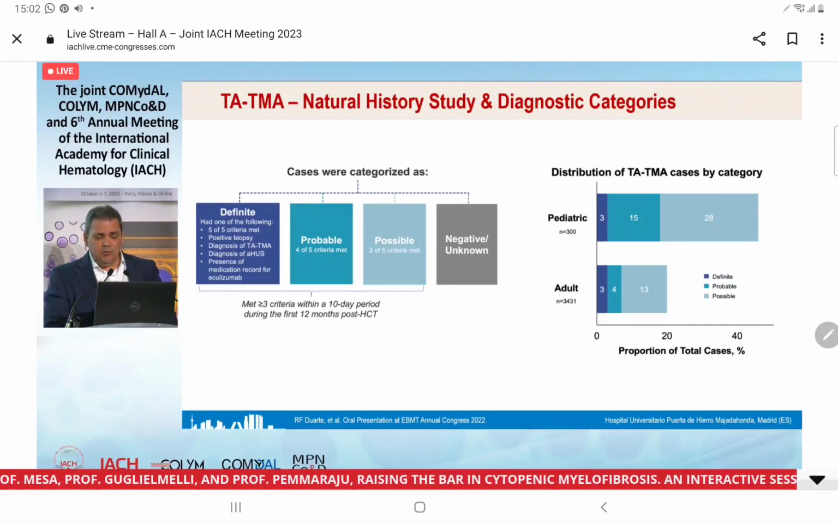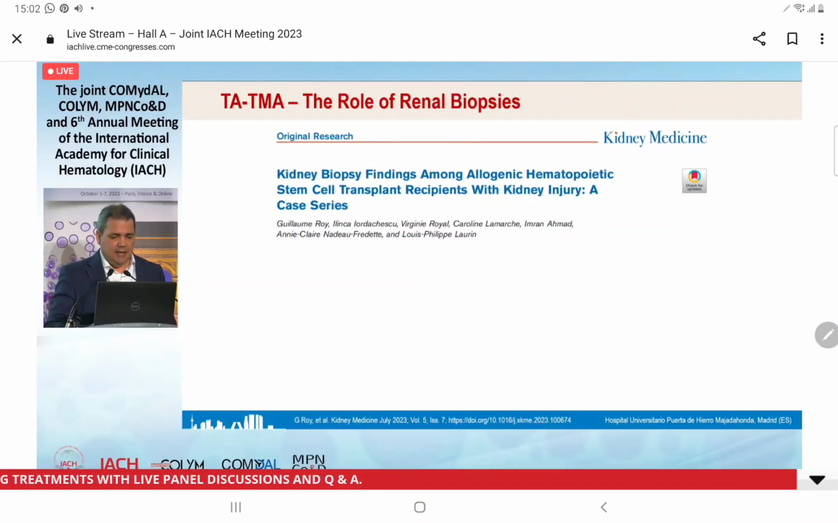And all these possible cases that met a lower number of criteria were very many, and they didn't match well between centers. It's only when you get to the proven or the definite or the probable that you actually have some level of good reproducibility among centers. And the last point on diagnosis, of course, renal biopsies are very important.